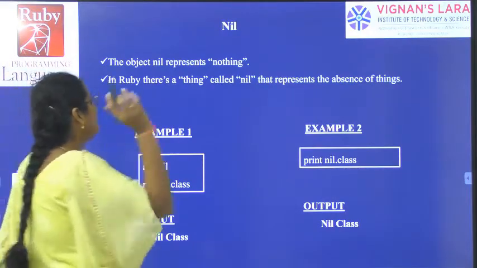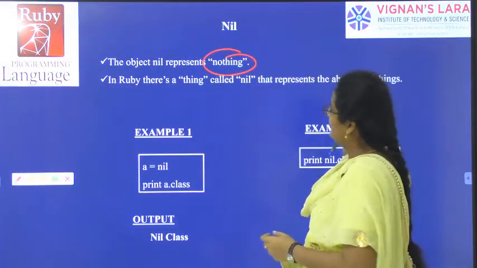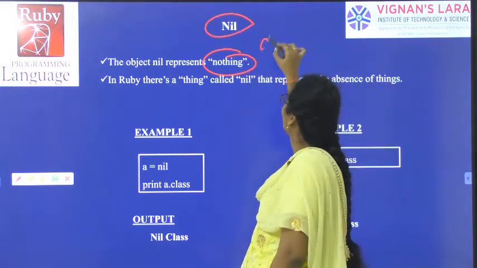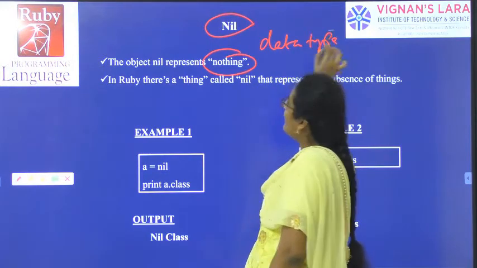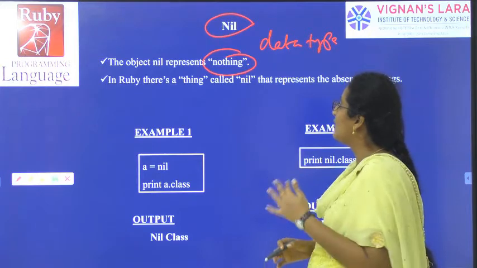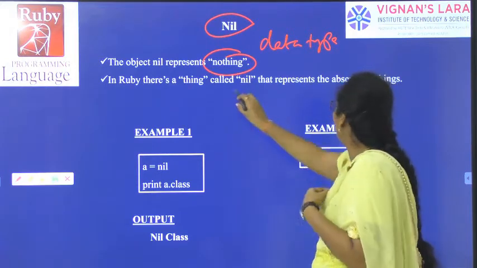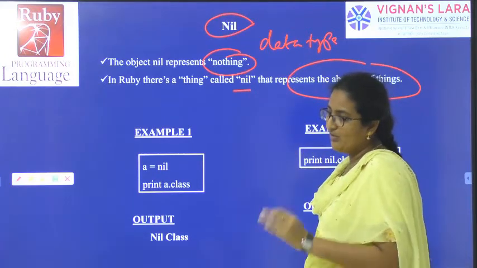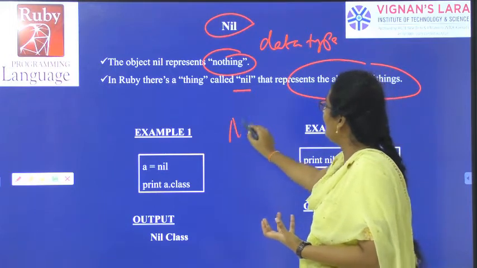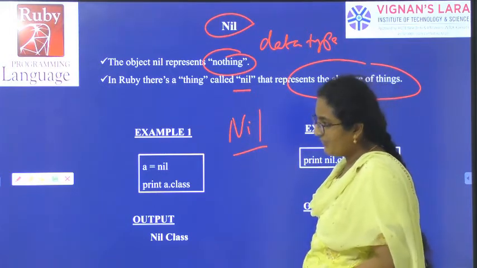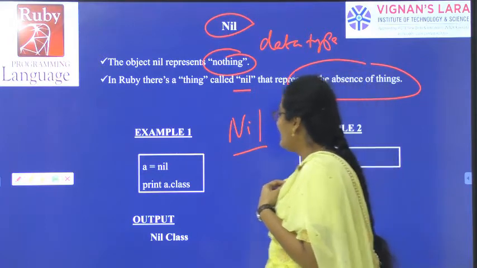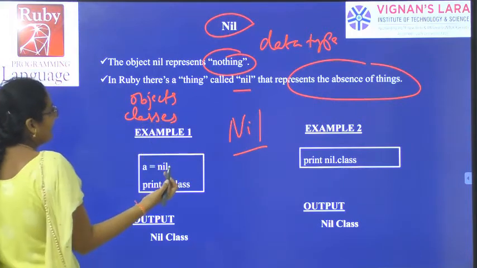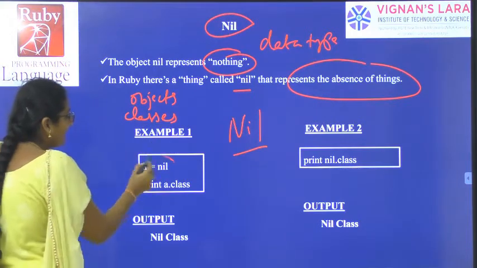So nil means nothing. Simply, if you don't have anything in a class, if you don't have anything in an object, then you are going to use the nil data type. So your object means nothing, your class means nothing. In Ruby there is a thing called nil, which will represent the absence of things. Especially in Ruby programming we have the data type nil, which will represent the absence of objects or absence of classes. When you don't have the objects, when you don't have the classes, in Ruby especially, then we are going to use the nil data type.